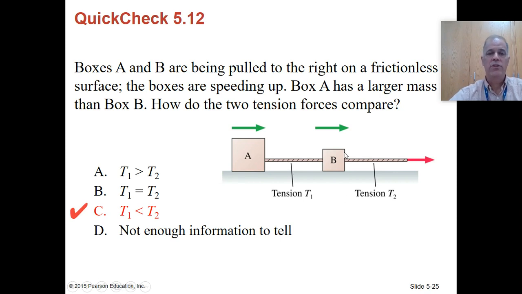Another way to look at it is to know that B is accelerating. And for B to accelerate, there has to be a net force going forward. So that means that the tension in the front one has to be greater than the tension in the back one, so that there is a net force forward and B can accelerate. Either one of those interpretations will get you where you need to be. Okay. Next one.